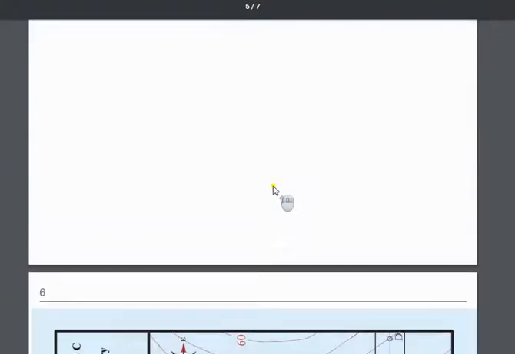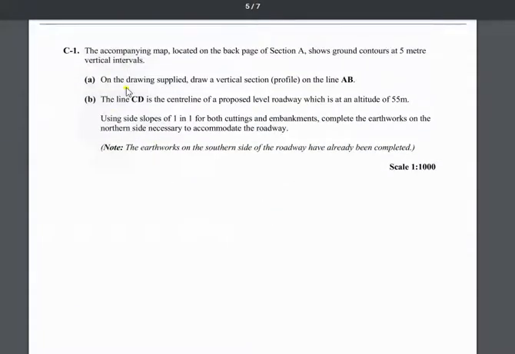And this time the second part of it is, a line CD is the center line of a proposed level roadway, which is at an altitude of 55 meters, using a side slope of 1 and 1 for both cut and embankments. Complete the necessary roadworks on the northern side. So quite a simple question when we're given 1 and 1 for both of them.